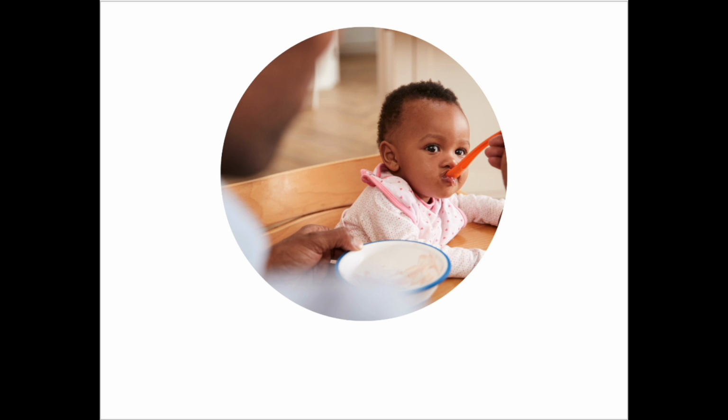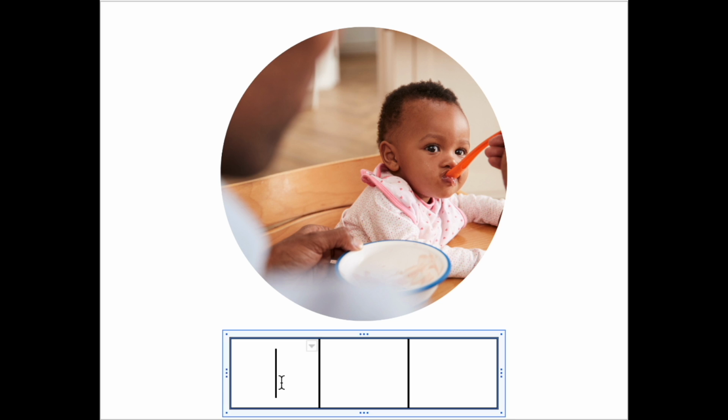This picture shows feed. Notice the daddy is feeding the baby. Let's count up how many sounds we hear in the word feed. Did you get 3? What's the first sound you hear in the word feed? F. That's right, and we spell the F sound with the letter F. What's the second sound you hear? E. That's right, and we know that's spelled with 2 E's. And what's the last sound you hear? D. Good. We spell the D sound with the letter D.